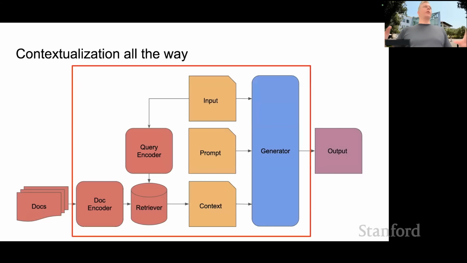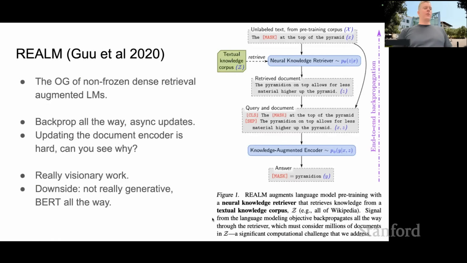Let's go all the way with the contextualization now, right? So with Retro and with RAG, what we actually did is we only updated the query encoder. Updating the document encoder is very expensive. So one of the first papers, actually kind of the OG of the non-frozen dense retrieval augmented methods, is this paper called Realm. This is really like visionary work. This was basically the first version that did this properly, where they updated it all the way, including the document encoder.